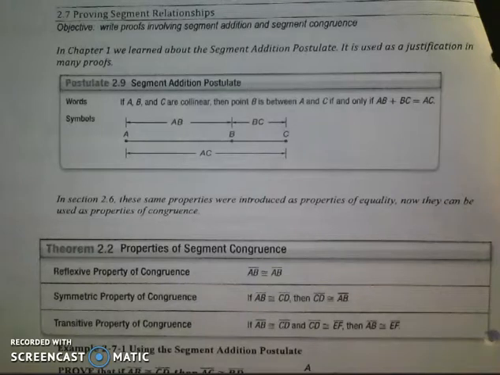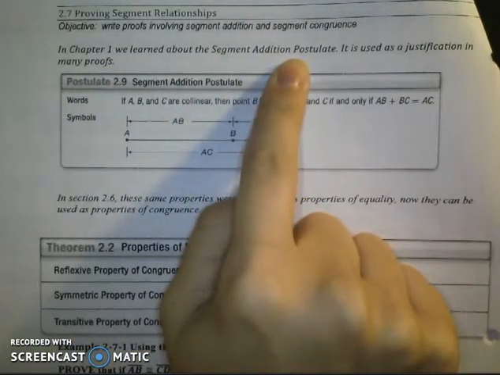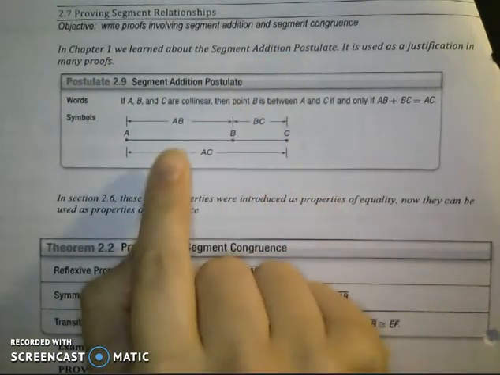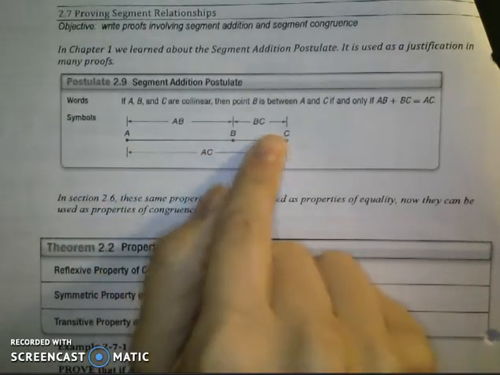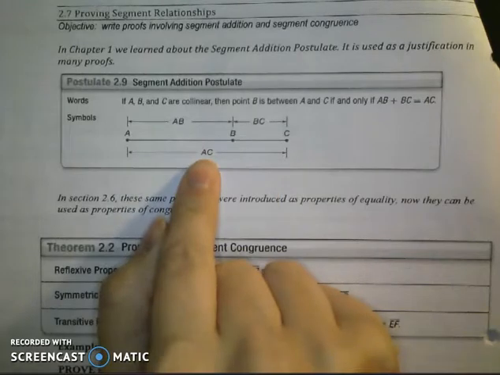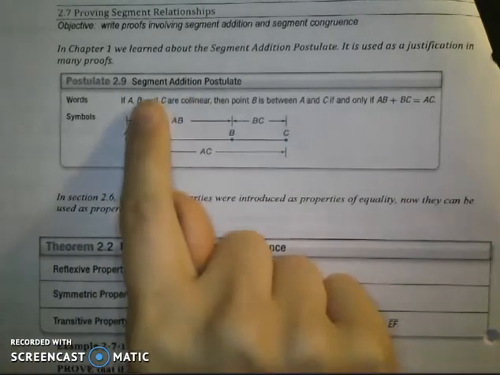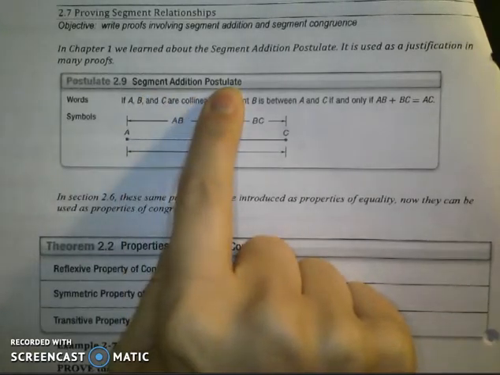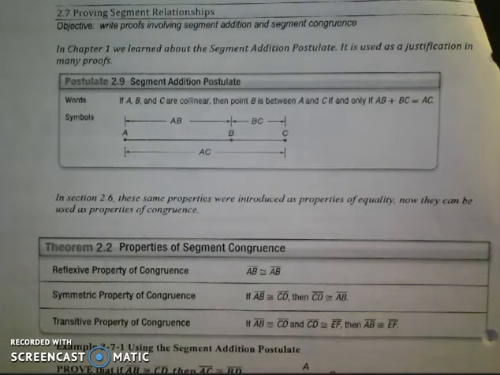So this is lesson 2.7. We're going to start off with reviewing what we learned in chapter 1 about the segment addition postulate. And we're going to be able to use this for justification in many proofs. So we have AB plus BC is equal to AC. The left plus the right is equal to the total. So that is the segment addition postulate. We can use that as justification in proofs.